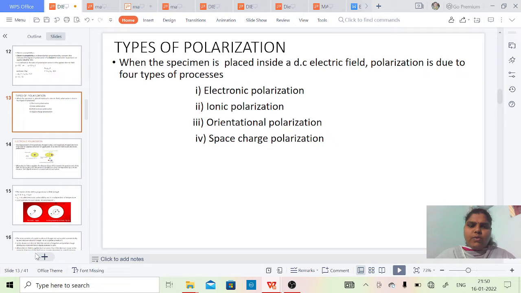In this video, we are going to study how many types of polarization there are in dielectrics. When the specimen is placed inside the dielectric field, polarization occurs due to four types of processes. So, what are those four? Electronic polarization, ionic polarization, orientational polarization, and space charge polarization. Let us see them one by one.